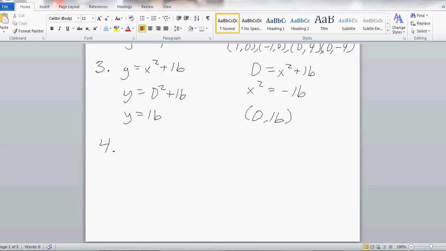Now example number 4 does require a graph, and the graph is shown there. And what we need to do is list the intercepts and then tell whether the graph is symmetric with respect to the x-axis, the y-axis, the origin, or none of these. And if we look carefully at that graph, there's only one place that it crosses the axis, and that is at the point 0, 4.